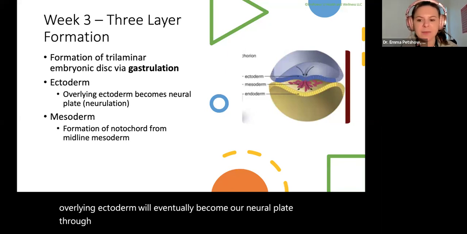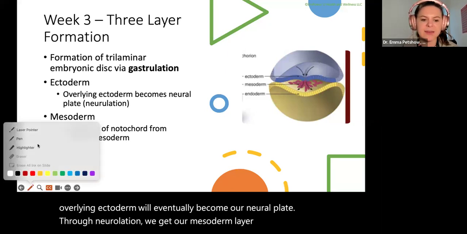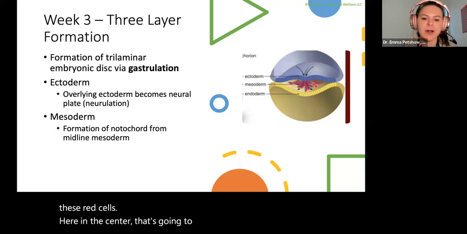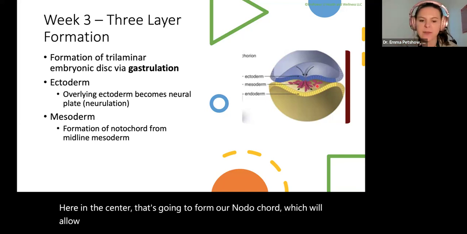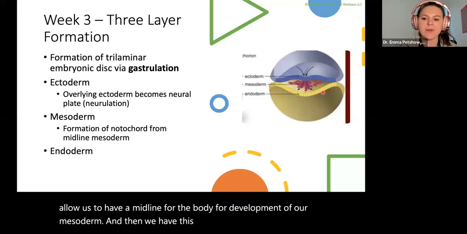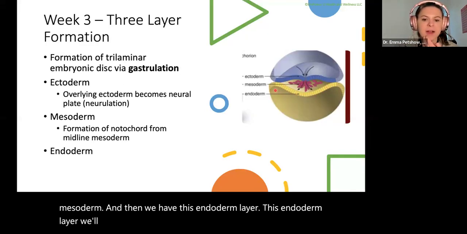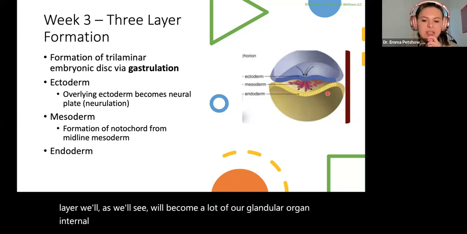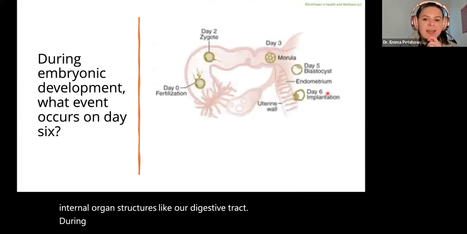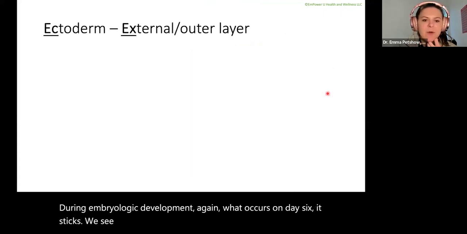We get our mesoderm layer represented in these red cells. Here in the center, that's going to form our notochord, which will allow us to have a midline for the body for development of our mesoderm. And then we have this endoderm layer. This endoderm layer, as we'll see, will become a lot of our glandular internal organ structures, like our digestive tract. During embryologic development, again, what occurs on day 6, it sticks. We see implantation on the uterine wall.